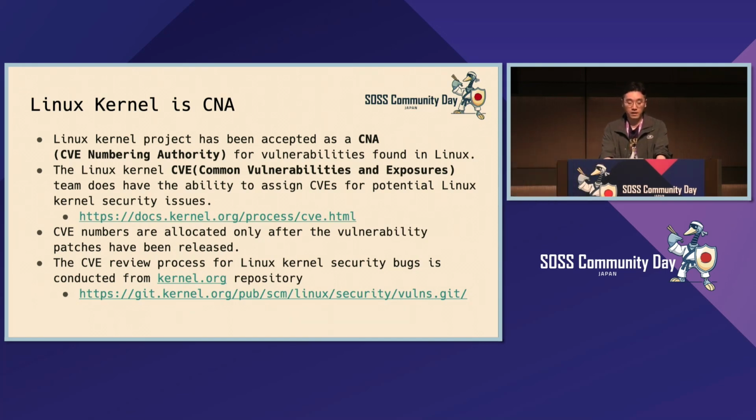Vulnerability tracking is managed through a dedicated Git repository. This works by ensuring more transparent security information for all Linux users. This is the repository address.